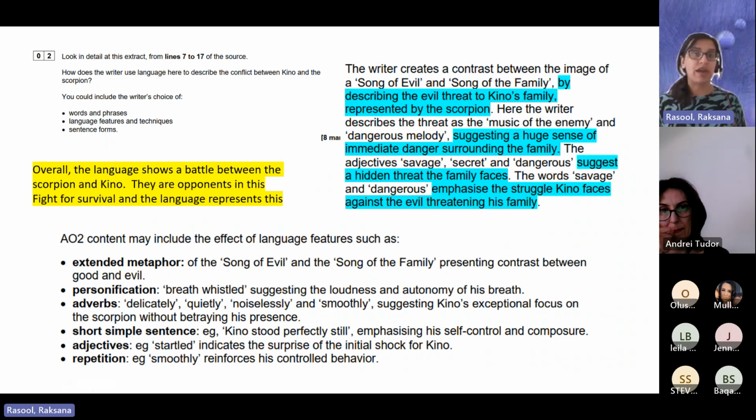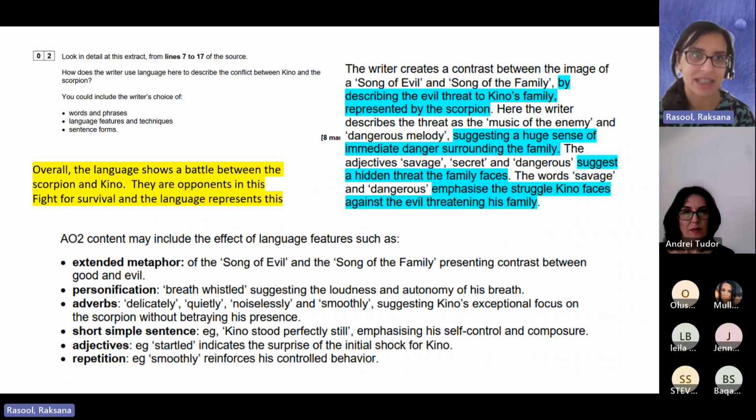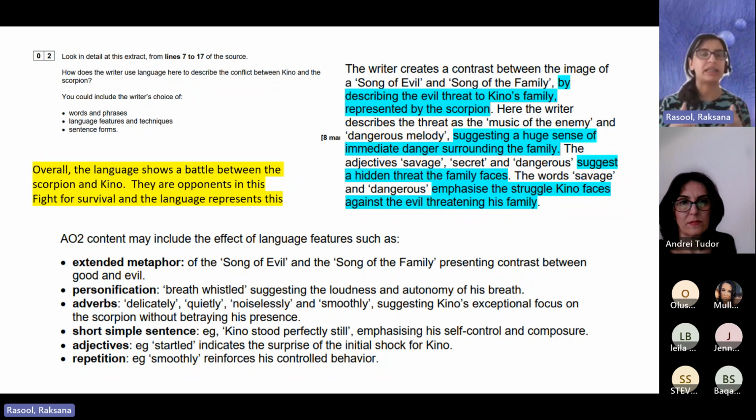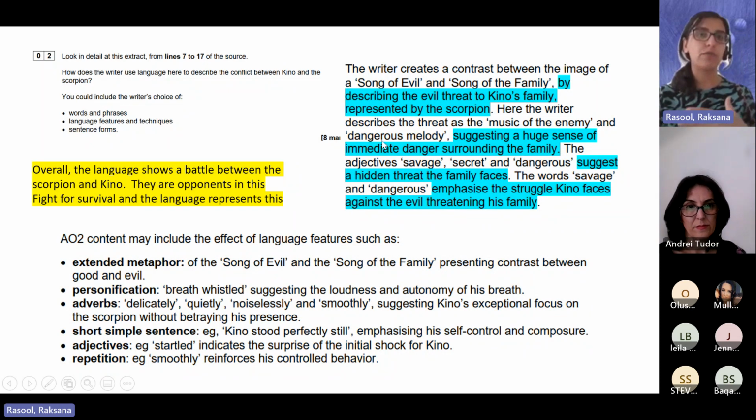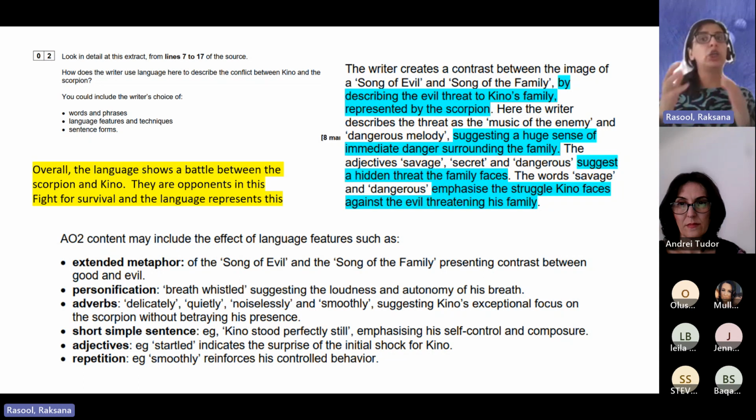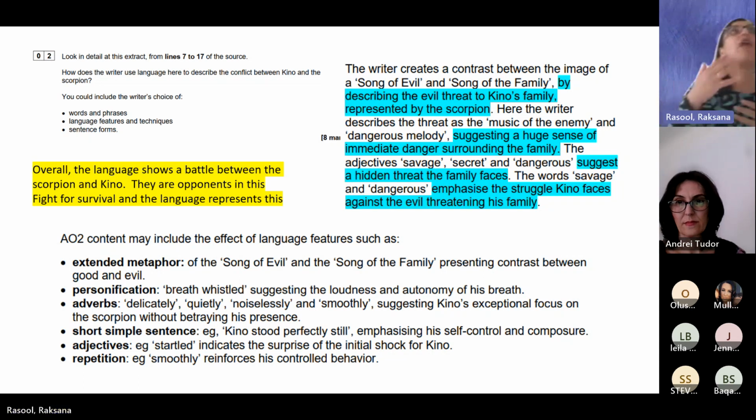Now, question 2 then. There were some interesting responses to this. How does the writer use language here to describe the conflict between Kino and the scorpion? The key word there is conflict. When you write about language, rather than saying a verb has been used here, an adverb has been used here, a simile has been used here, and a metaphor has been used, a good grade 5 or above answer would give an overall summary.